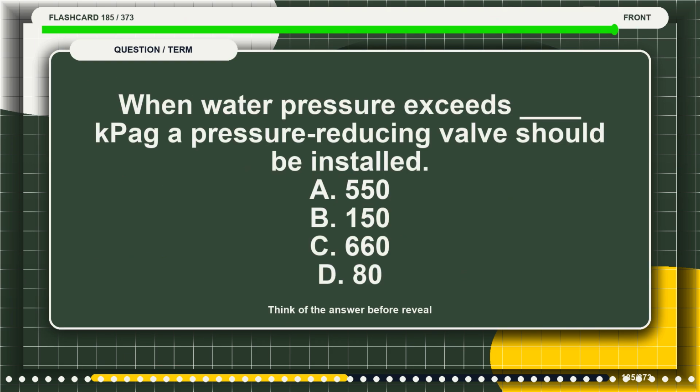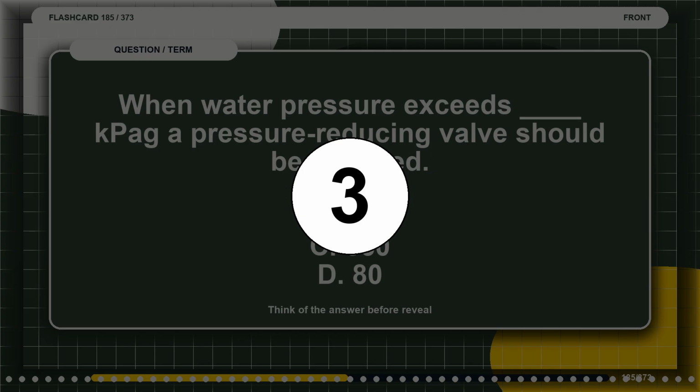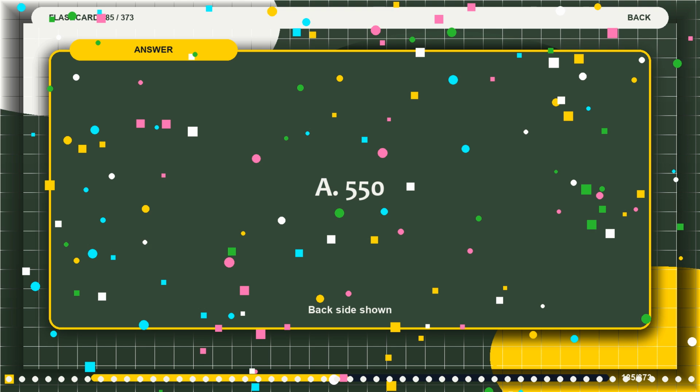Flashcard 185. When water pressure exceeds blank kPa, a pressure-reducing valve should be installed. A. 550, B. 150, C. 660, D. 400. Think of the answer before the reveal. The answer is A. 550.